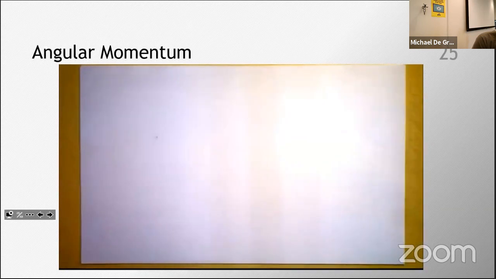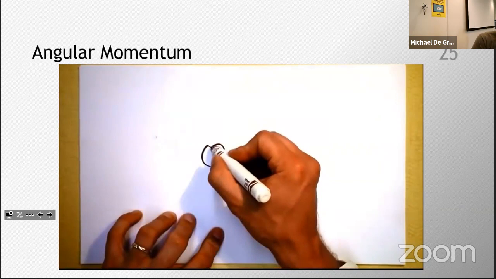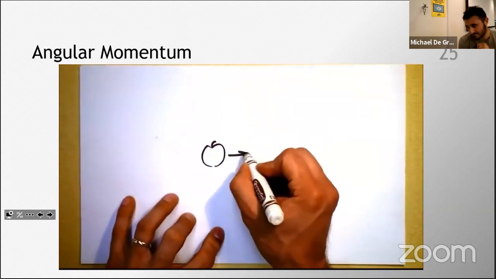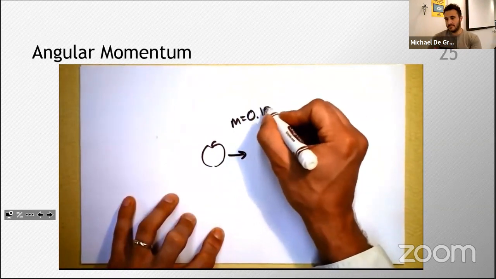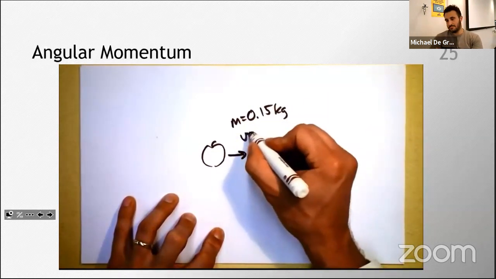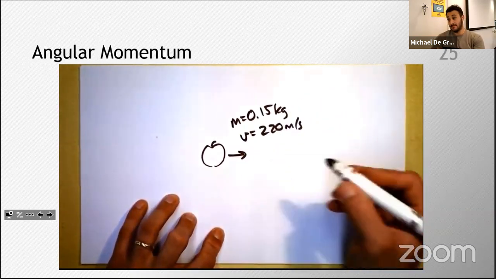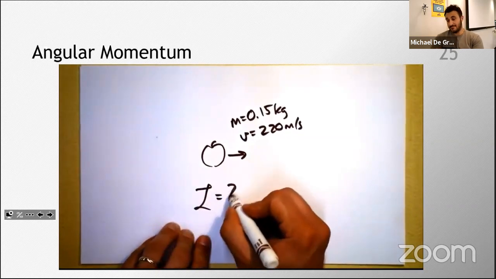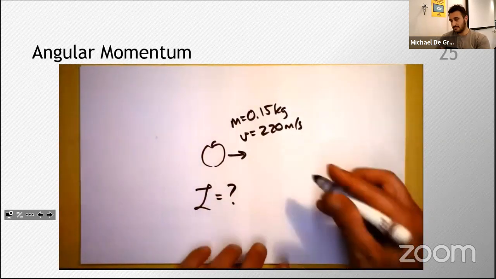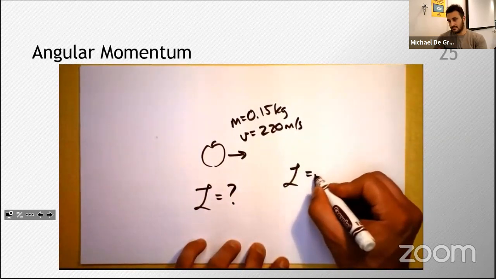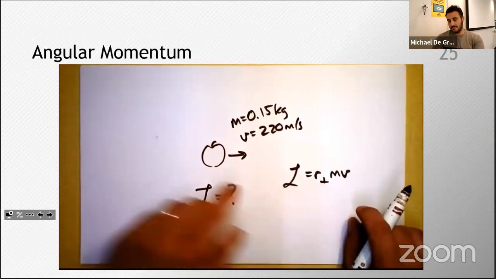Good. Now, here's the final question. If I have a nasty brown apple, and the apple is moving, it has mass, let's see, mass is, I don't know, 0.15 kilograms, and it's moving at, let's speed things up a little bit, 220 meters per second. What is its angular momentum? Can you do it? Let's see, for angular momentum, we need r perp times m times v. So there's something missing, r perp.